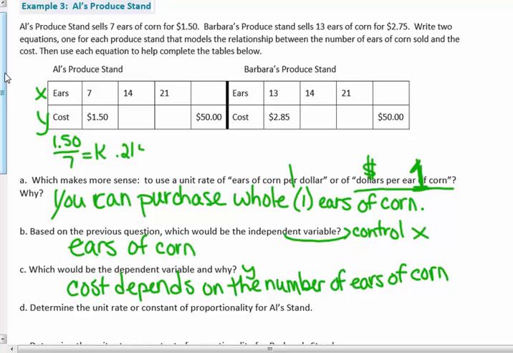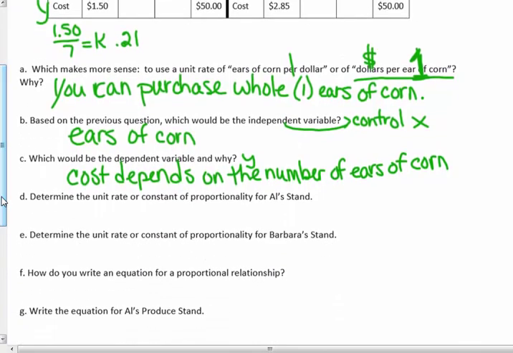So since it's a 4 here, we don't have money in the thousands. We have money in the hundredths. So I'm going to erase that 4 and say, oh, Al's stand is 21 cents for each ear of corn. So I know that answer. Determine the unit rate for Al. So my Y divided by my X was $1.50 divided by 7, which gave me the 21 cents. Determine the unit rate or constant of proportionality, the K, Y over X equals K.